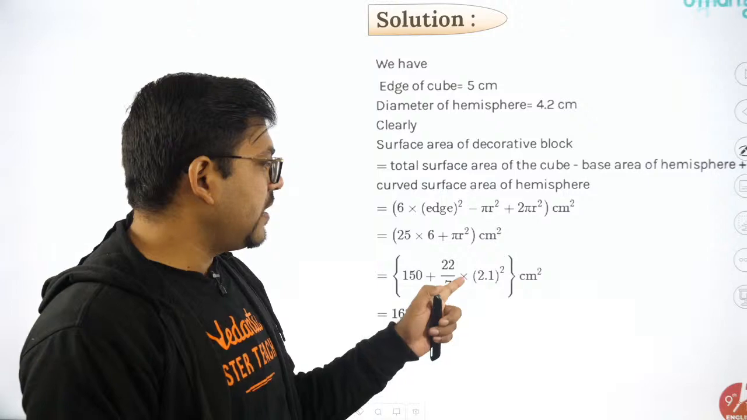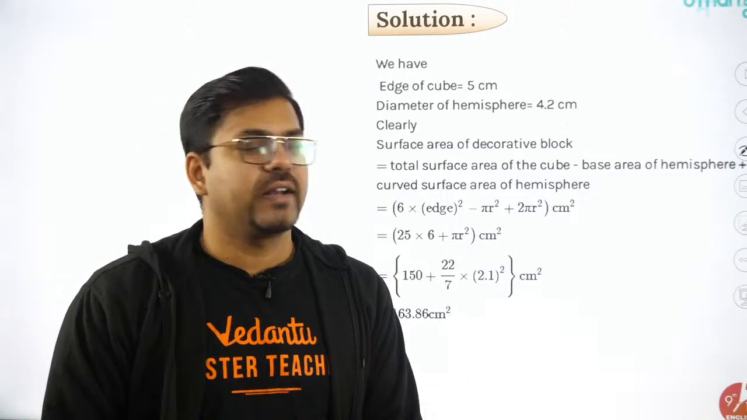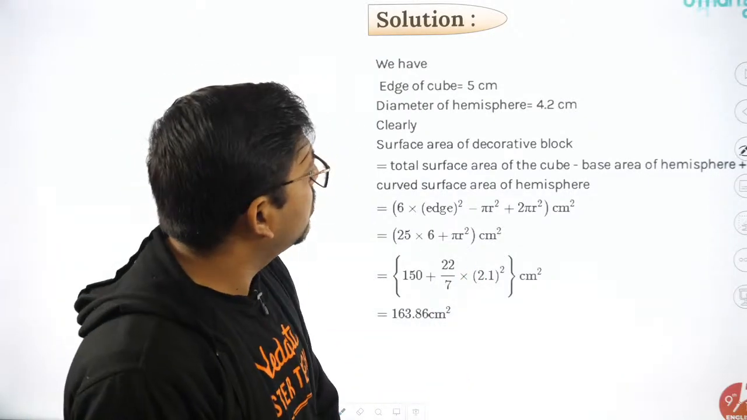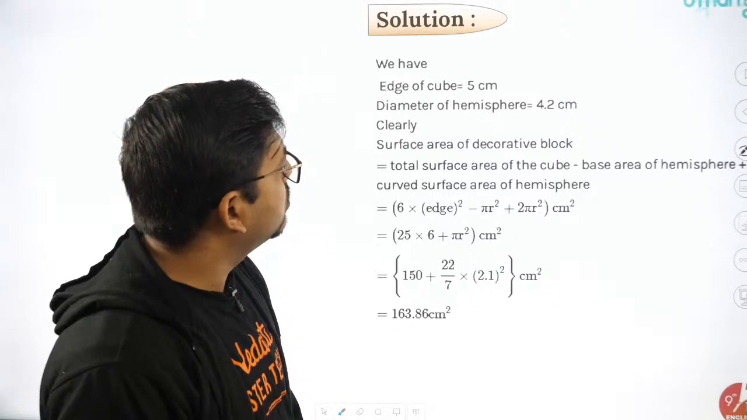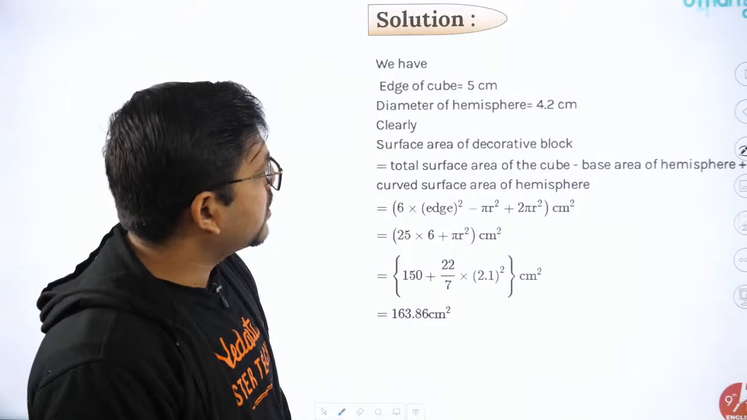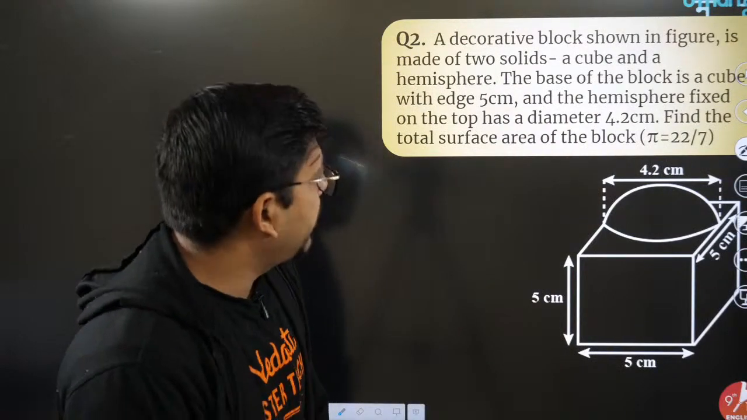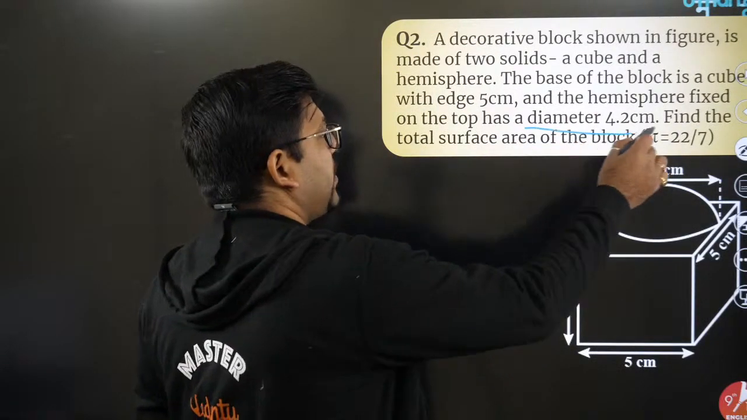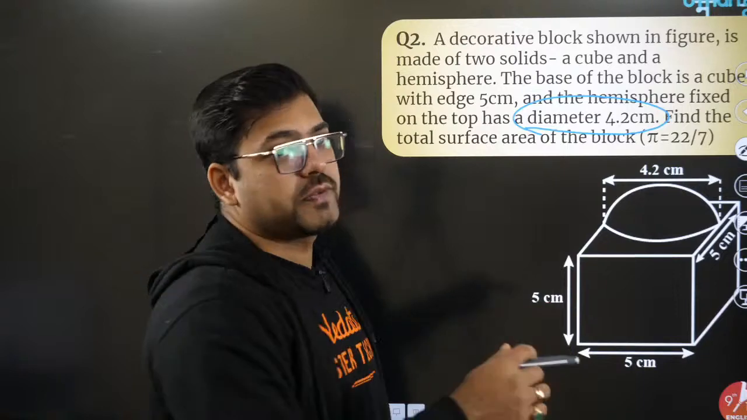And then 22 by 7 into r square. So r they have kept 2.1. Really? How is this 2.1? Diameter of the hemisphere is 4.2. Wait a second, is it given that? Okay, very sorry. It was given diameter is 4.2. I missed this. Very sorry for that.